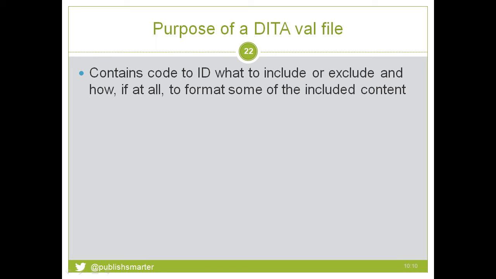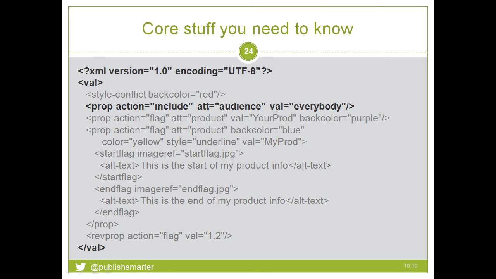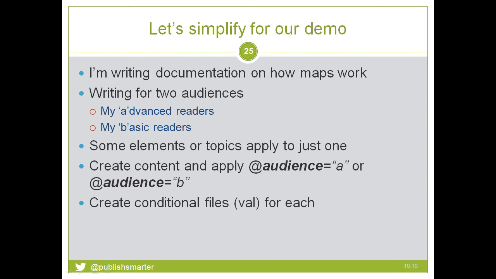The DITA val file has code inside it that will identify what to include or exclude and how, if at all, to format some of the included content. I'll show you a complex one, but we'll build one that's relatively basic to get started. If you want, you can pause the video and take a look at this detailed example. However, for our purposes, there's only a couple of specific lines that are really going to carry a lot of value. I'll explore these a little more in some of the subsequent slides. For what we need to do, I want to simplify.